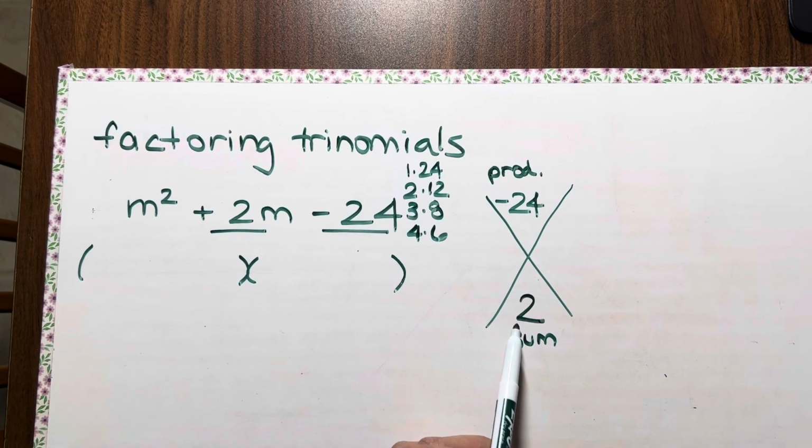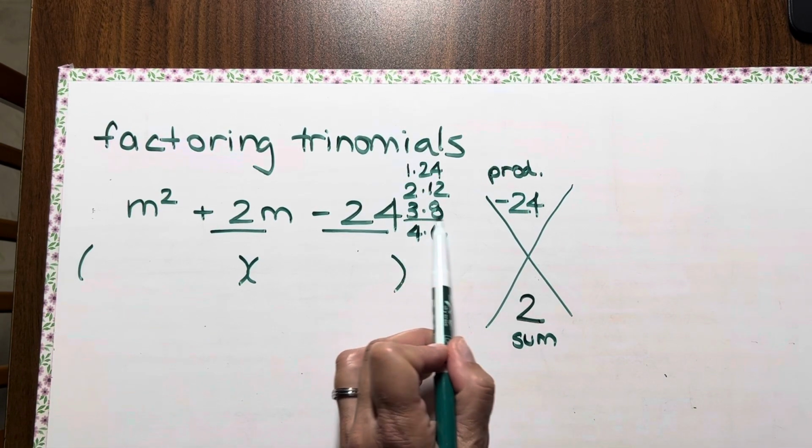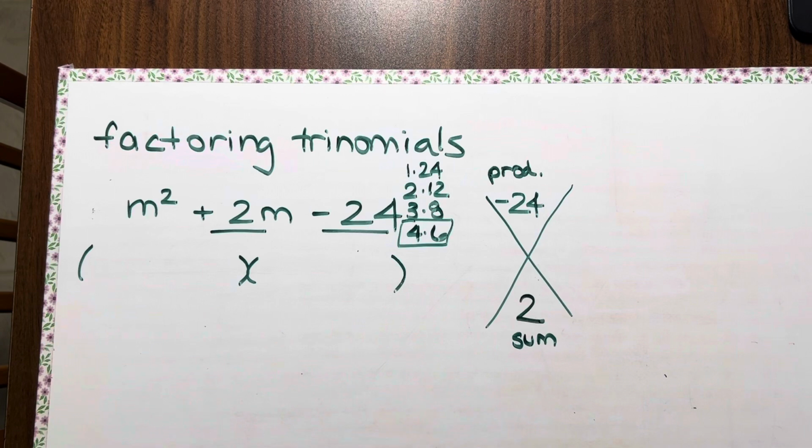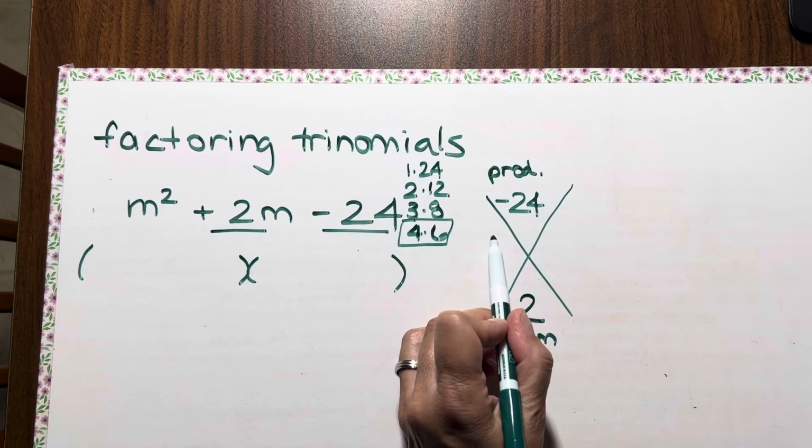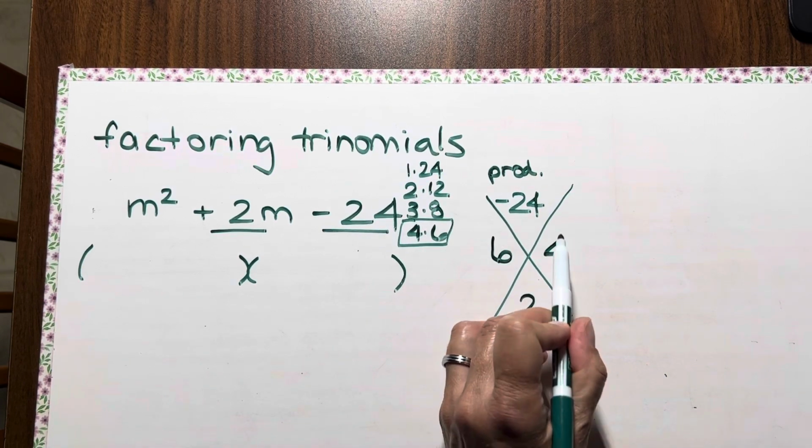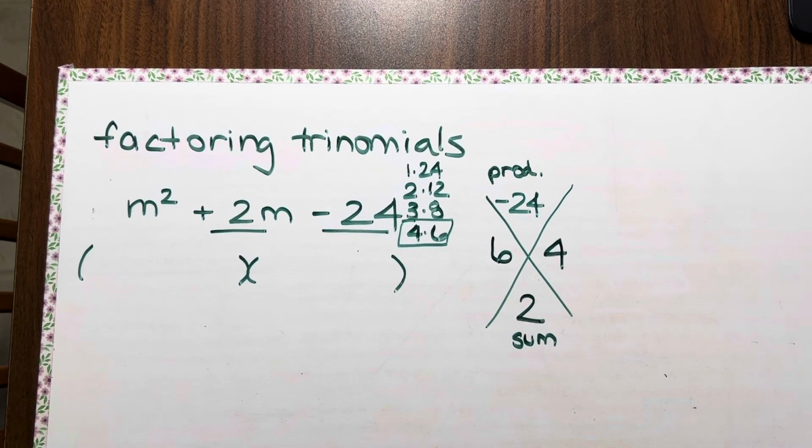But I'm going to do a quick scan and see if there are any that either add up to 2 or subtract and have a difference of 2. And when I look at that, the one that I notice is 6 and 4 because they don't add up to 2, but they subtract and give me 2. So I'm going to start off with this first. I'm going to put the 6 and the 4 here.